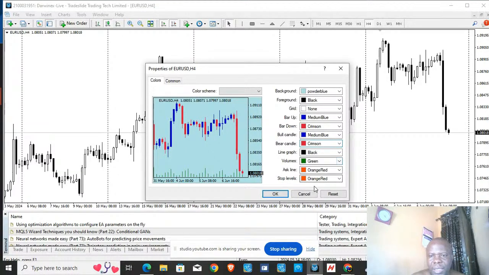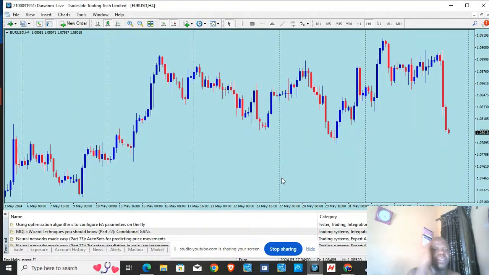Then my volume, okay, it has changed now. So you can use any color. So now my buying activities are represented as blue candles, whereas the selling activities are represented as red.